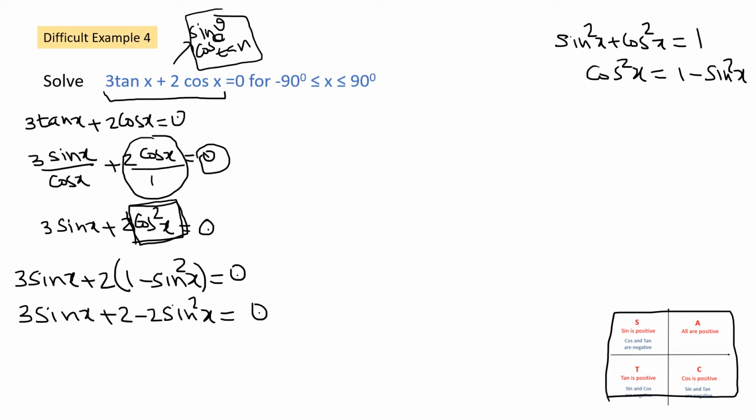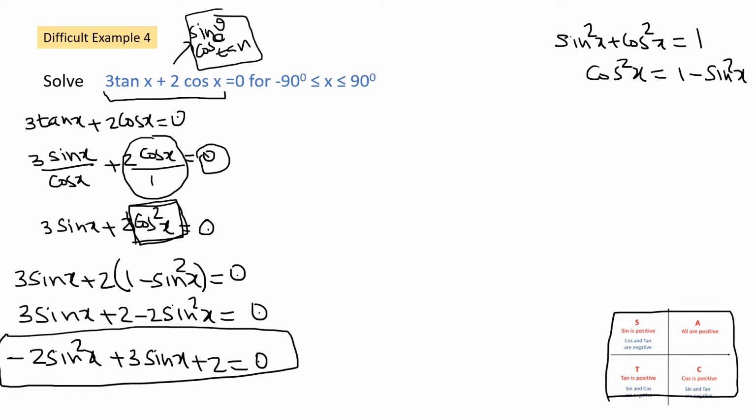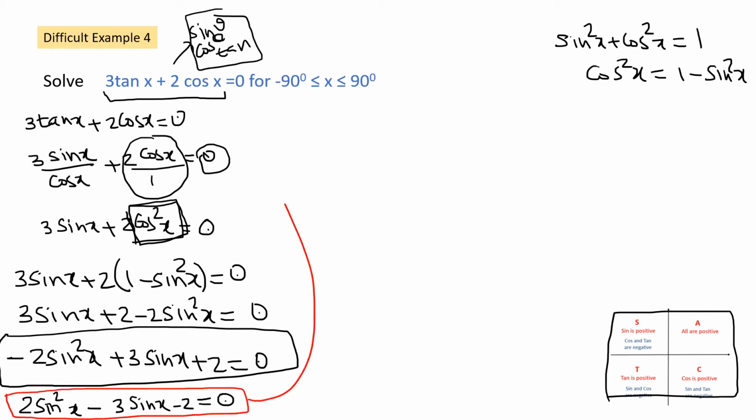Now what we are going to do is rearrange this equation. Since it's an equation, I can multiply this whole equation by minus 1. So that will leave us 2 sin squared x minus 3 sin x minus 2 equals 0. This is very similar to a quadratic equation that you have seen before: 2x squared minus 3x minus 2 equals 0.